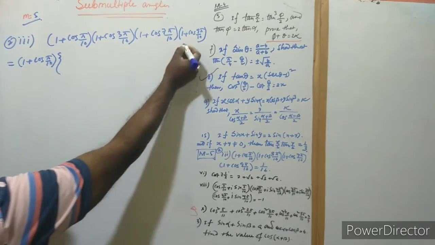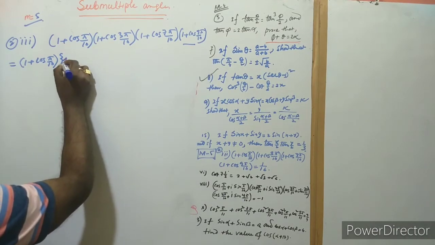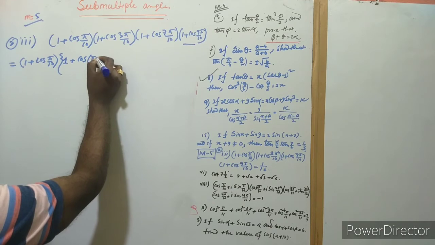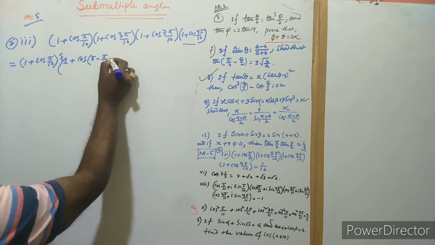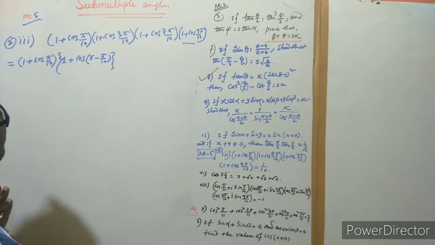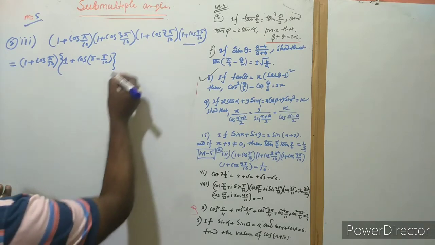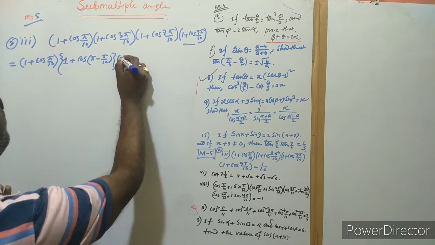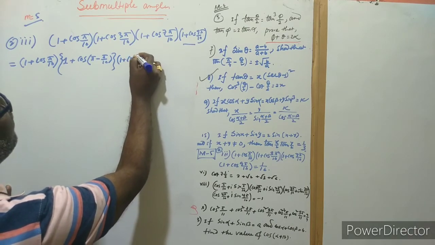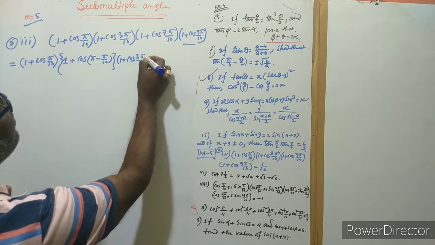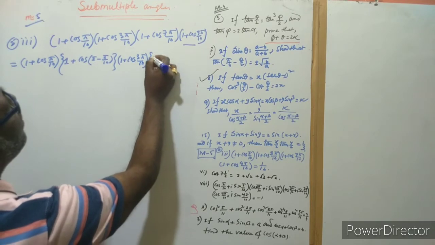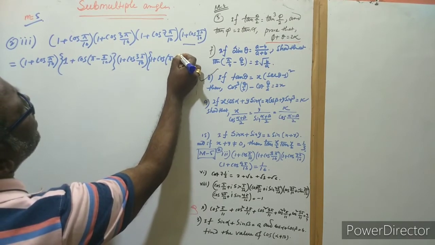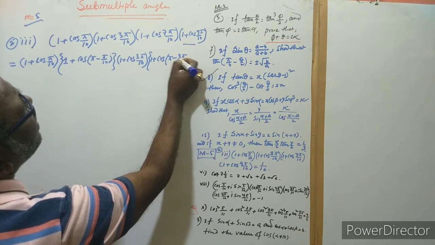Now write this question here. 1 plus cos pi by 10 stays, and 1 plus cos of pi minus pi by 10, so that is 9 pi by 10 again. And see here, for 1 plus cos 3 pi by 10, we write 1 plus cos of pi minus 3 pi by 10, that is 7 pi by 10.